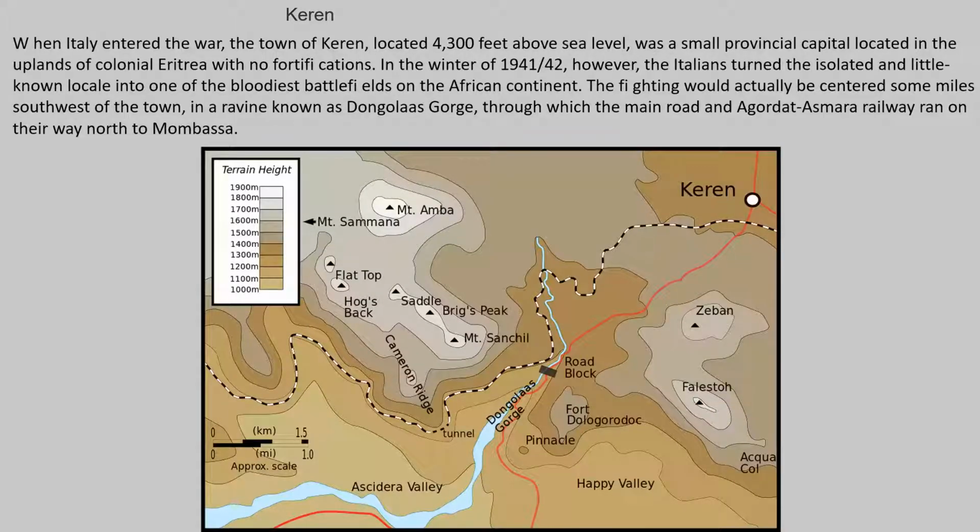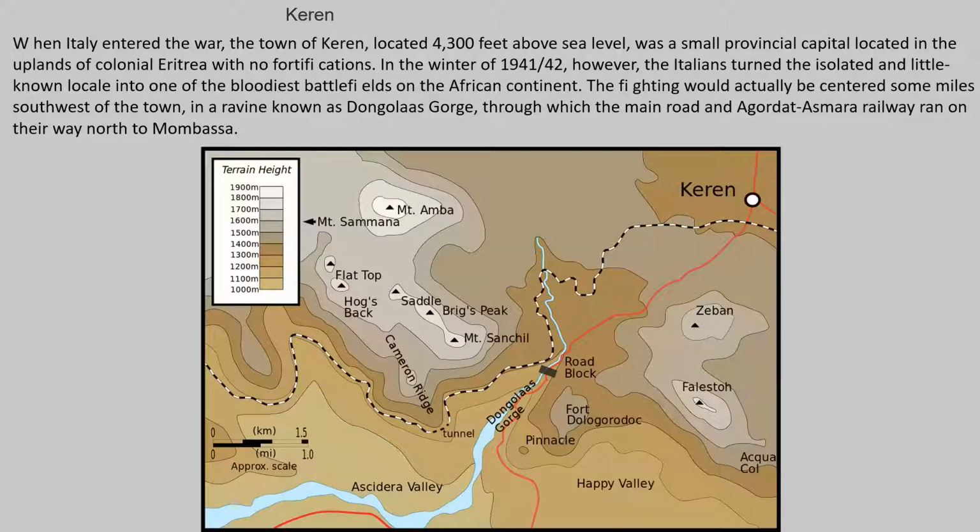So Keren: when Italy entered the war, the town of Keren, located 4,300 feet above sea level, was a small provincial capital in the uplands of colonial Eritrea with no fortifications. In the winter of 1941-42, however, the Italians turned the isolated and little-known locale into one of the bloodiest battlefields on the African continent.